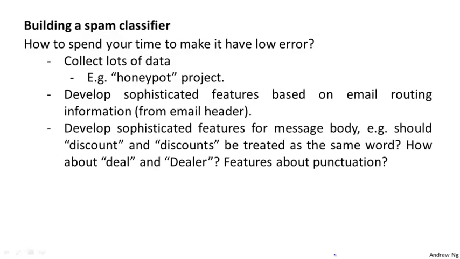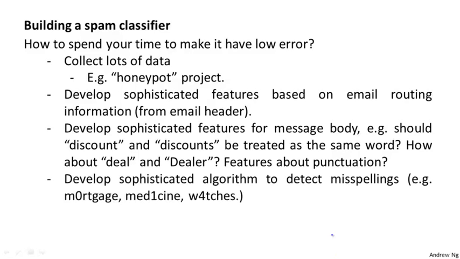Something else you might consider doing is to look at the email message body, that is the email text, and try to develop more sophisticated features. For example, should the word discount and the word discounts be treated as the same word? Or should we treat the words deal and dealer as the same word, maybe even though one is lowercase and one is capitalized in this example? Or do we want more complex features about punctuation because maybe spammers use exclamation marks a lot more? I don't know.